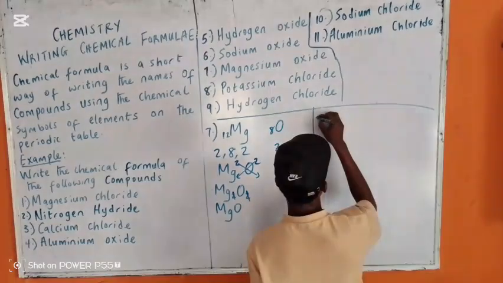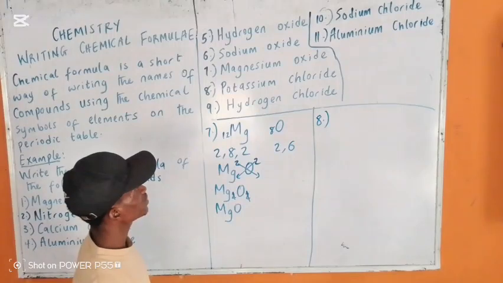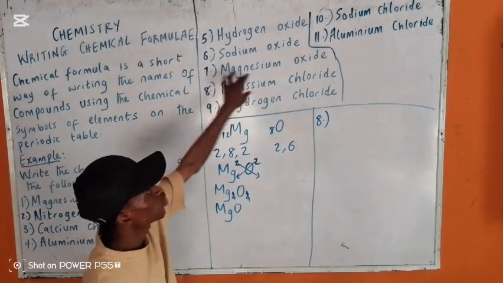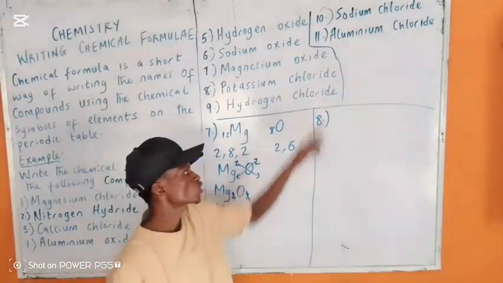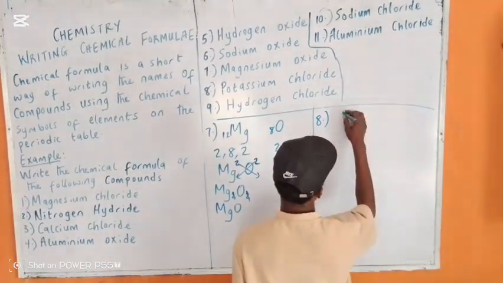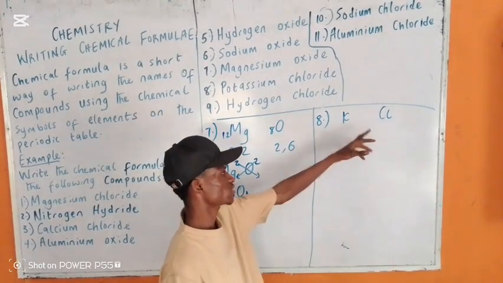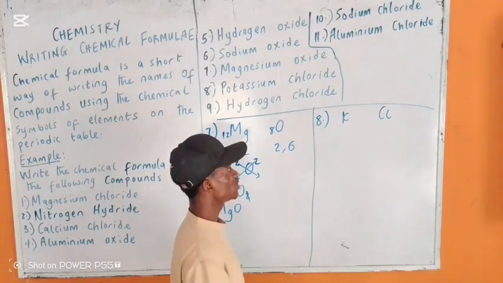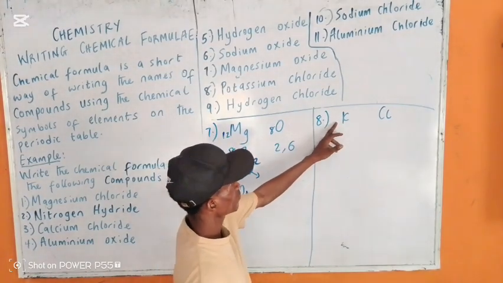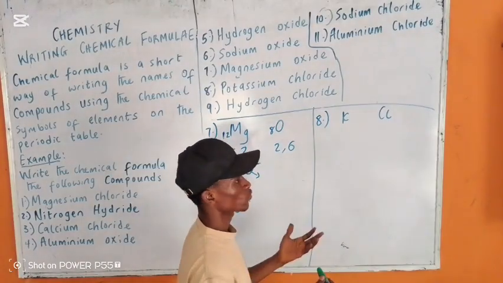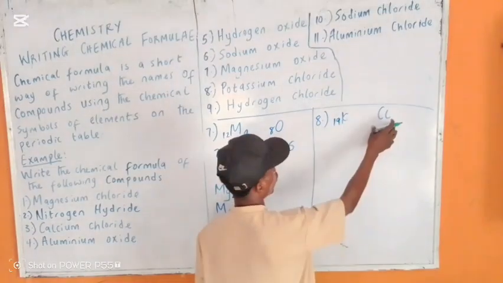Now, number 8, we are asked to write the chemical formula for potassium chloride. How many elements do we have here? Potassium and chlorine. So we have potassium and chlorine as the elements present right here. Now, the atomic number of potassium is number 19. For chlorine is number 17.